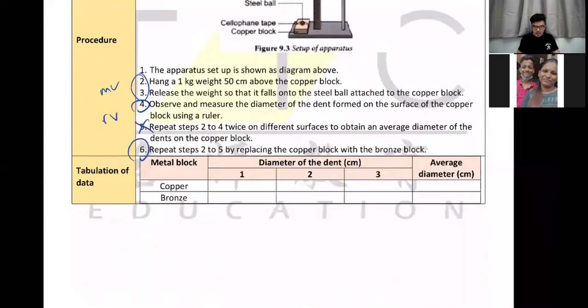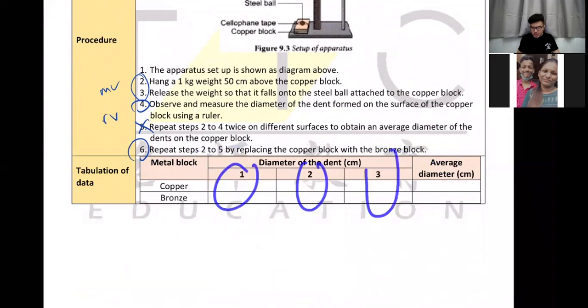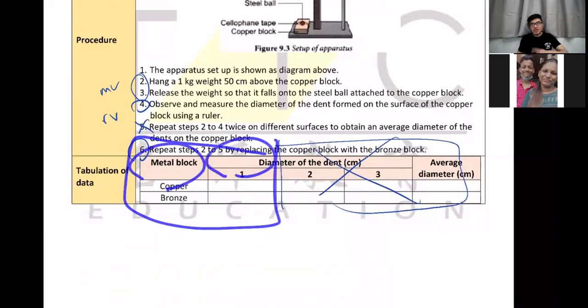So you see, why is the diagram so confusing? Why do they do it 3 times? Why do they get an average? You don't need to write this part. Just draw here: metal block and diameter. You only need to do it once.